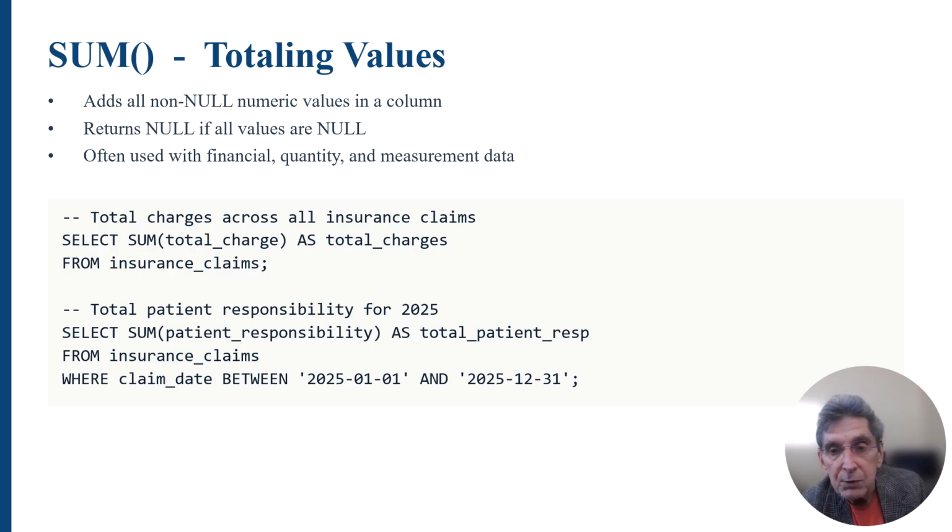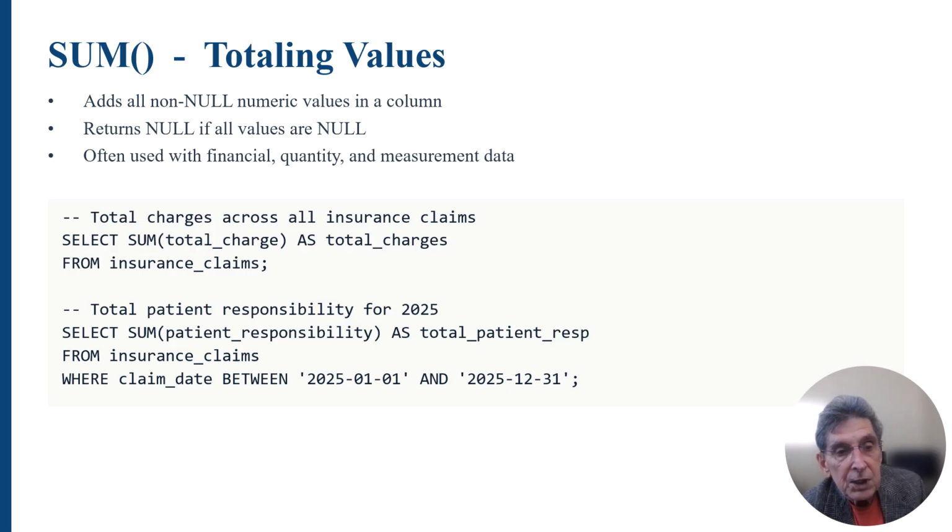Look at this other example, the total patient responsibility for 2025. We want to know how much the patients are responsible for. So where do we have that stored? It's in the insurance claims. So we're going to select the sum. We want to add up all the patient responsibilities. That's the column patient responsibility. And we're going to report this sum as the variable total patient responsibility.